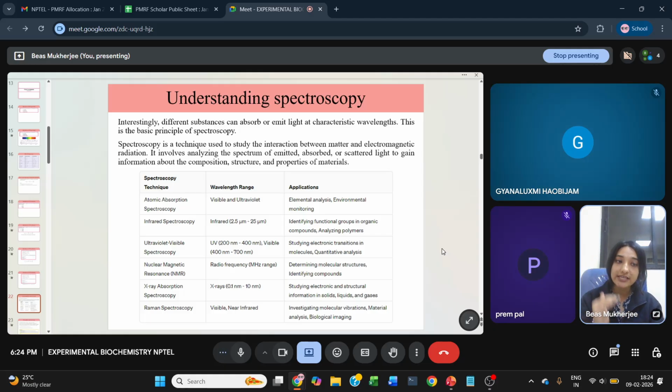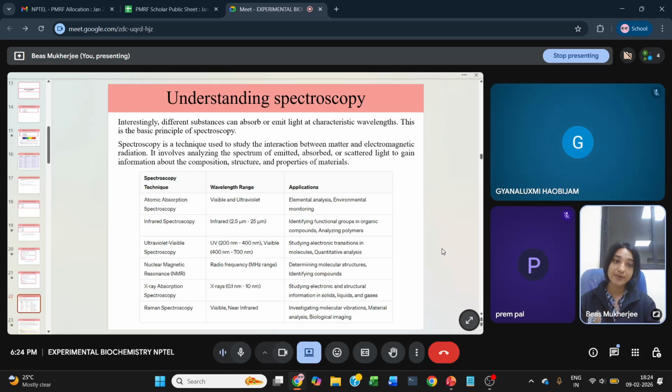Now there are different kinds of spectroscopy. For example, there is atomic absorption spectroscopy, which deals with visible and UV light. Basically we'll talk about this absorption spectroscopy today. There is infrared spectroscopy, which involves only infrared radiations, and this is useful for identifying functional groups in organic molecules. Then there is UV visible spectroscopy. We are going to talk about this. Here UV and visible light is absorbed, so this is useful for quantitative analysis of different biomolecules. We are going to discuss this today.